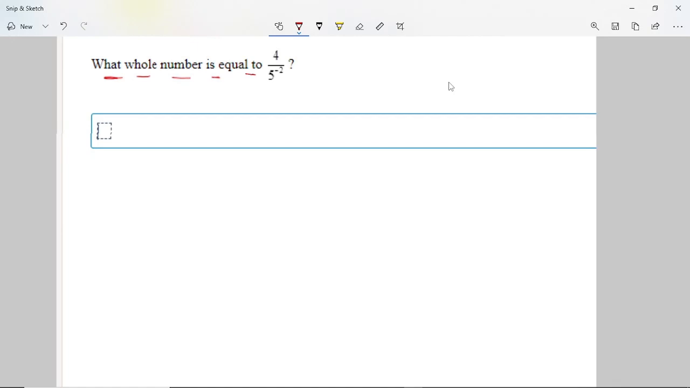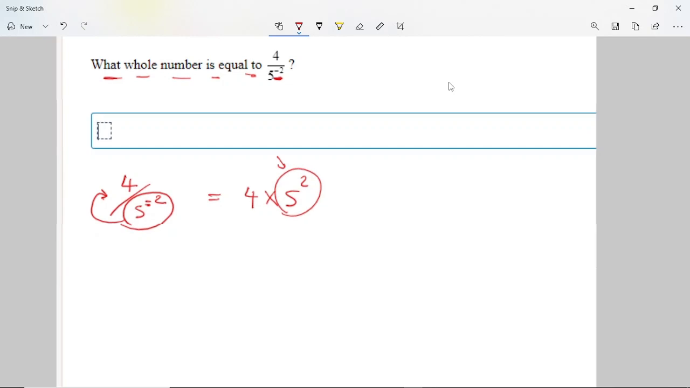What whole number is equal to 4 over 5 to the power of negative 2? So let's solve it here. So 4 over 5 to the power of negative 2. This one we will flip it, and once we flip it, we will change the sign of the power from negative to positive. So it will be equal to 4 multiplied by 5 to the power of 2. 5 to the power of 2 is 25 multiplied by 4, so it will be 100. So the answer here will be 100.